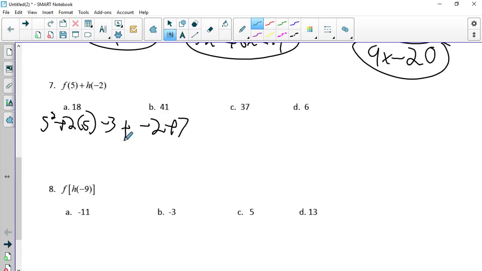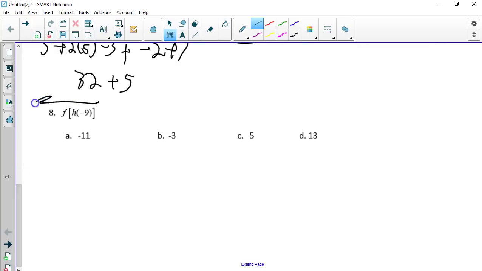So 5 squared is 25 plus 10 minus 3. So 25 plus 10 is 35. Minus 3 is 32. Plus 7 minus 2 is 5. That leads us to 37.